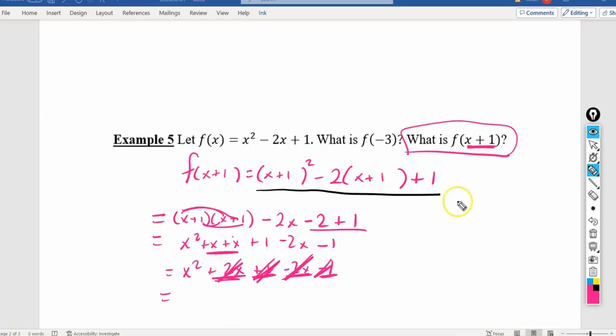So at the end of all of that, I'm left with the answer x squared. And that is how you would see it as a multiple choice selection. You would never see it looking like this.